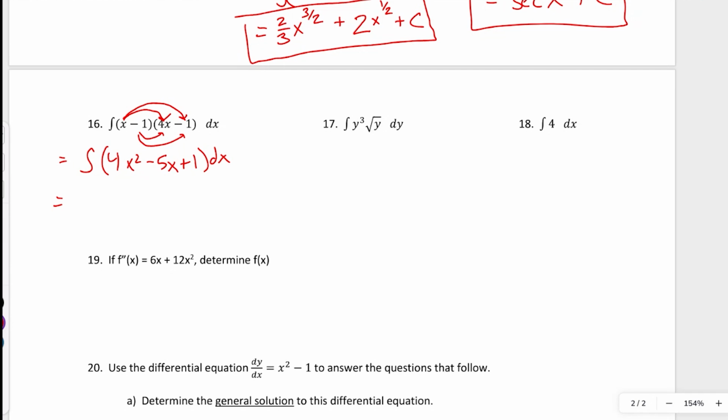So when I integrate, I'm going to increment the exponent and then multiply by 1/3. 4 times 1/3 is 4/3. On the next term, I've got x squared, and then 5 times 1/2 is 5/2. And then the integral of 1 is x. And then we have a plus c.